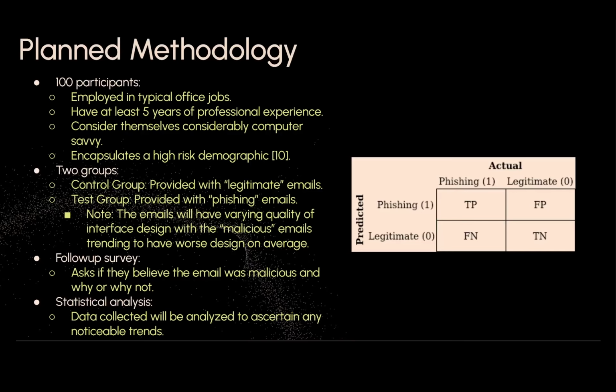Now, after selecting these participants, we would then split them into two groups, Group A and Group B, where Group A will act as the control group and receive an email containing a legitimate link, while Group B would be our test group and receive an email containing a malicious phishing link. These emails will vary in quality, specifically with regards to the design of the email's interface. With this in mind, we will implement a scoring system in order to track the emails that we deem to have a higher quality interface and appear to be more legitimate. And this system will be implemented for both the legitimate and phishing emails, as it can be just as likely for a legitimate email to have a poor design.